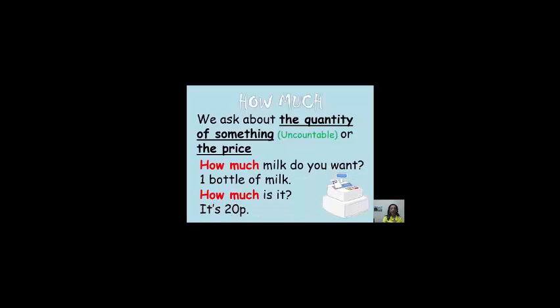But when we ask about milk, we use how much because milk is an uncountable noun. How much milk do you want? I want 1 bottle of milk. So we use how much to ask about the uncountable nouns, how much we need or we want, and also we use it for asking about the price of something.